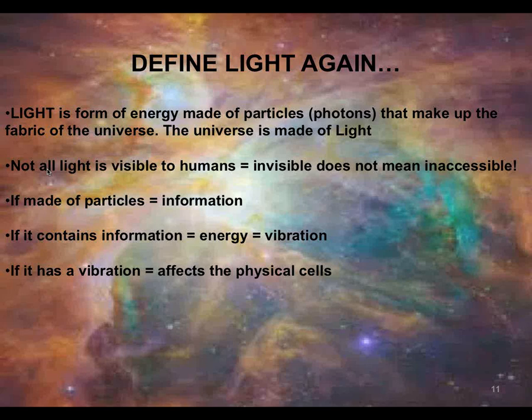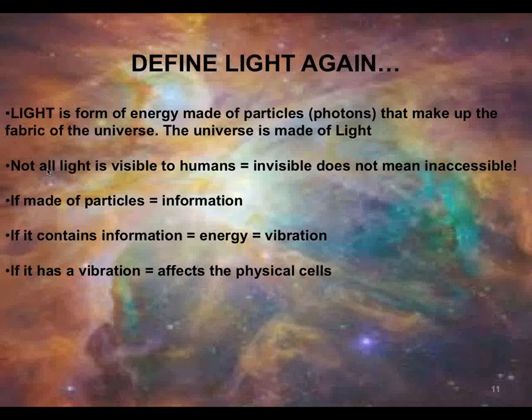So if this light is made of particles, therefore, it contains information. Like your cells are made of particles, and they have a DNA that tells them how to behave. Therefore, it contains information, the information that allows these particles to expand a certain way, to appear a certain way, and to fragment against an Earth grid or what have you.